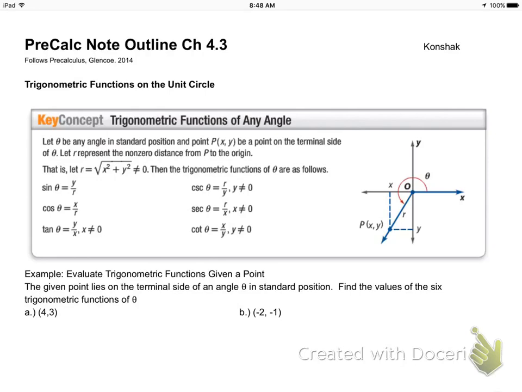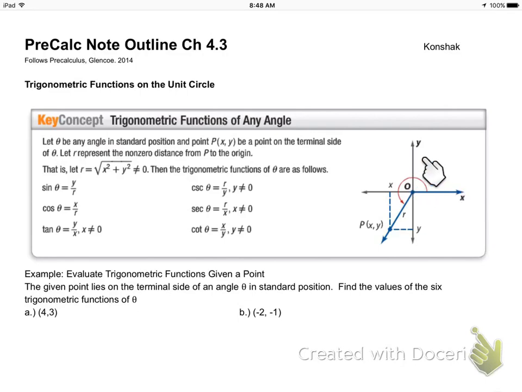Let r represent the non-zero distance from P to the origin. It says that r is equal to the square root of x squared plus y squared. It can never equal 0. Now, we're not technically on the unit circle. The unit circle always has r equal 1. In this case, it's not always going to be true. But what it says is that there's a connection between this triangle that you're going to be able to make here.